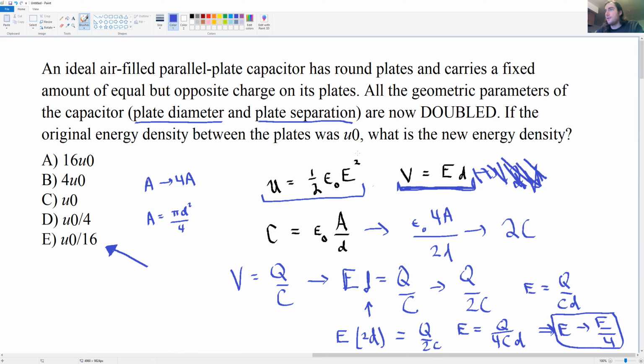Okay, so E goes to E over 4, which means here, if we plug in a quarter E, what factor do we pick up in the denominator? 16. A 1/16th, right? So we're going to pick up 1/16th. So the U is going to go to 1/16th U, and the answer here is E. Very good.